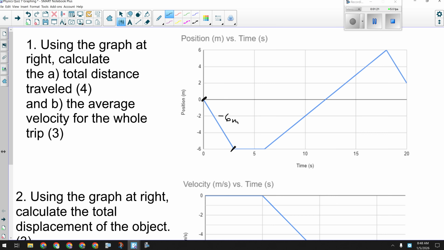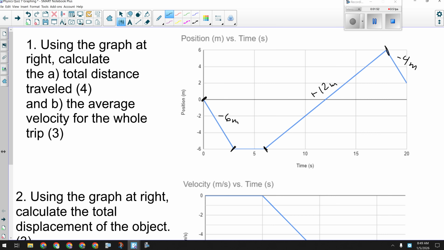What does it do during the next little bit here? What's it doing here, guys? Nothing. It's not moving at all. Its position is staying at -6 meters. Okay? Then it goes from -6 meters to +6 meters. That would be +12 meters. Okay? And then it goes from 6 meters down to 2 meters. So that would be -4 meters.